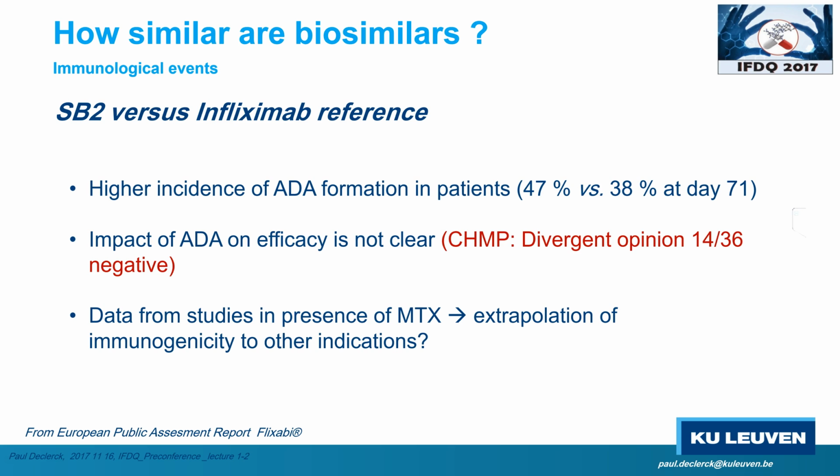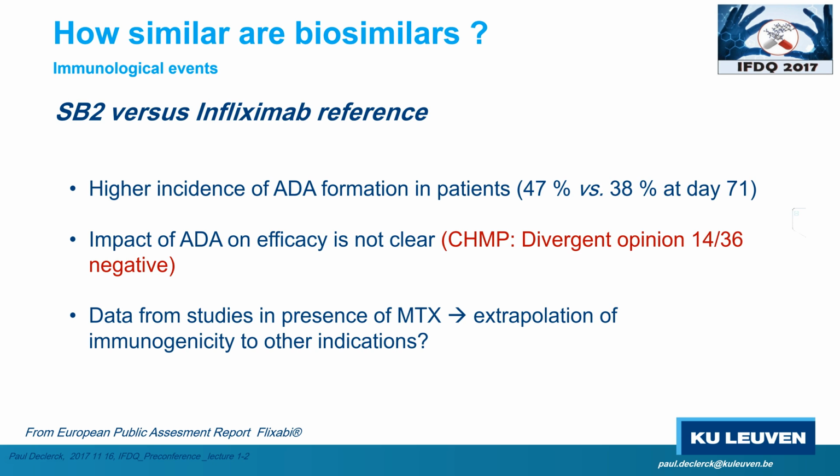And of the patients treated with a biosimilar, there were 47% that had developed antibodies against the biosimilar infliximab versus only 38% antibody development to the reference infliximab molecule. And obviously when you develop antibodies against the drug, this may have an impact, and that has also been illustrated in some cases, an impact on the efficacy of the product. If you have neutralizing antibodies, then obviously your drug will not work anymore or work much less.